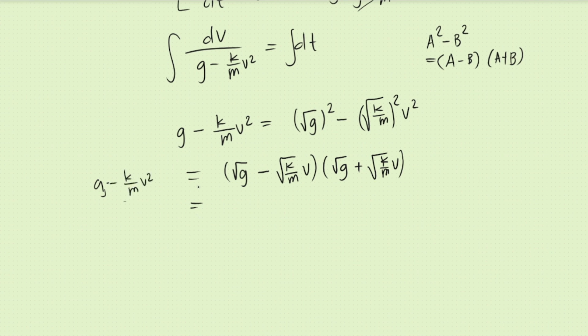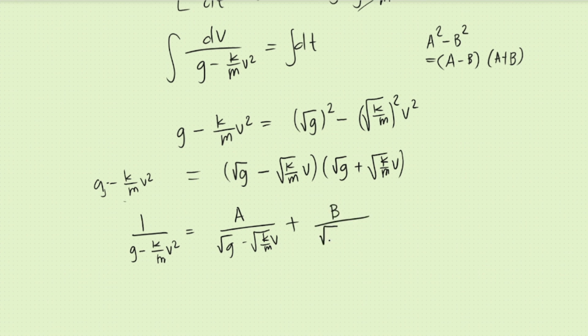So now that we're done factoring these difference of two squares, we're gonna look for a partial fraction decomposition of the expression 1 over g minus k over m v squared. We can set a over one factor of this one, which is square root of g minus square root of k over m v, plus b over the other factor of this difference of two squares, which is square root of g plus square root of k over m v.